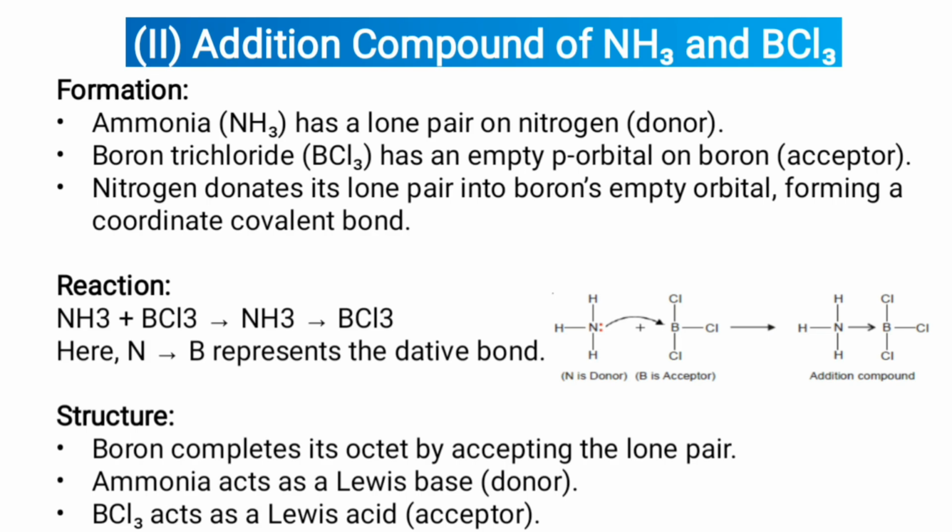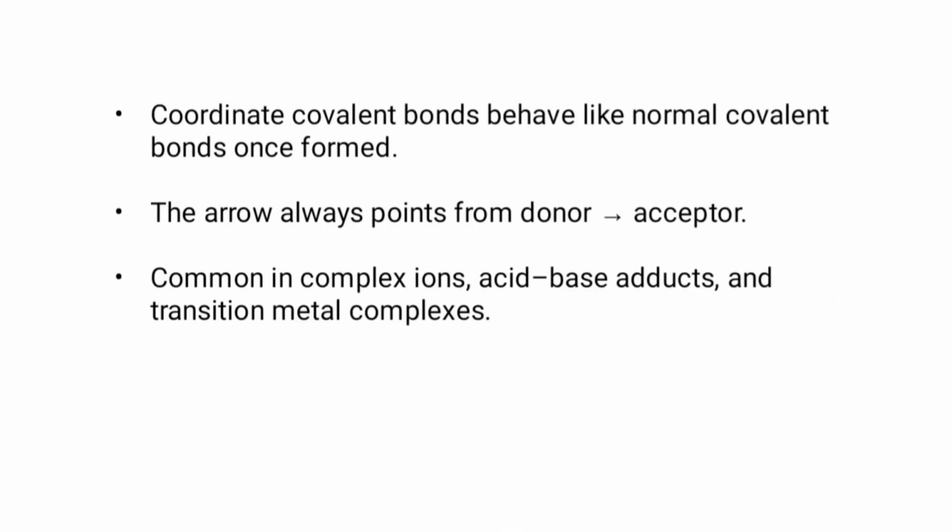Reaction: NH3 plus BCl3 forms NH3 to BCl3. Here, nitrogen donates electrons to boron, representing the dative or coordinate covalent bond. Structure: boron completes its octet by accepting the lone pair. Ammonia acts as a Lewis base, being the donor. BCl3 acts as a Lewis acid, meaning acceptor.